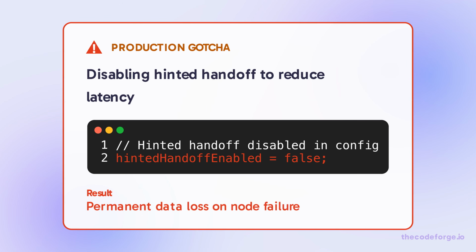I've seen a production cluster where hinted handoff was disabled to reduce write latency. When a node went down for 10 minutes, all writes to that node were lost permanently. The fix: enable hinted handoff with a reasonable timeout of 3 hours.